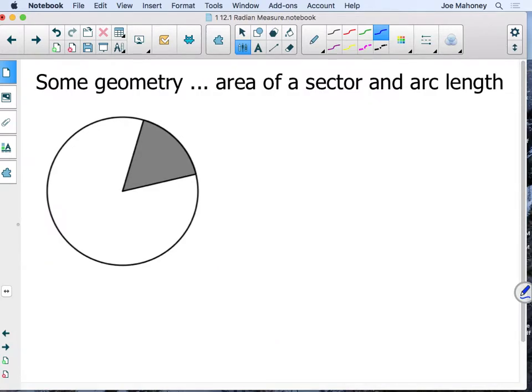Now, if we go back to geometry a little bit, what you might remember is that this shaded region is called the sector of a circle. So you have a radius of the sector, you have some angle, let's call that angle theta. And in geometry, if we're going to talk about the area of a sector first, you might remember that the area was actually a fractional part of the whole circle. So theta over 360 times the area of the circle. So it's a fractional part of the whole area.